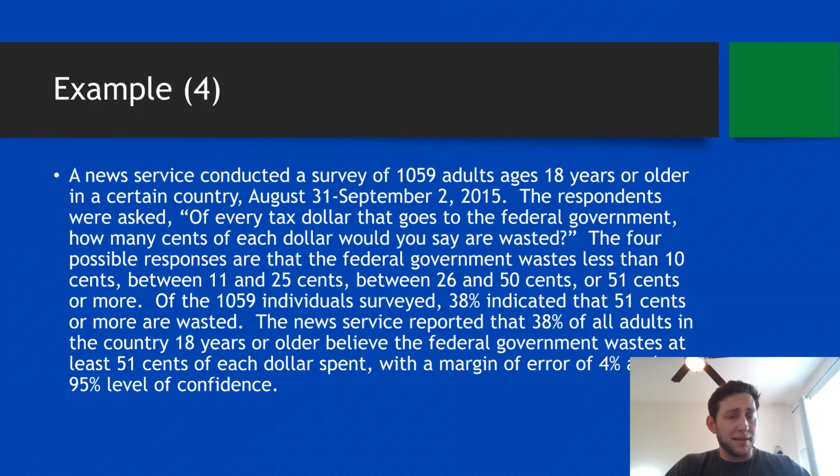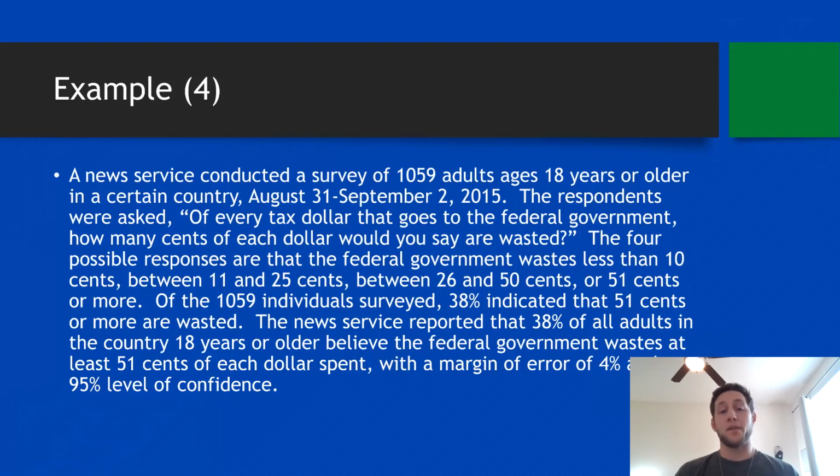The four possible responses, because you can't just leave it open-ended, are that the federal government wastes less than 10 cents per every dollar, between 11 and 25 cents per every dollar, between 26 and 50 cents per every dollar, and last but not least, 51 cents or more per dollar. Of the 1,059 individuals surveyed, 38% indicated that 51 cents or more are wasted per dollar.